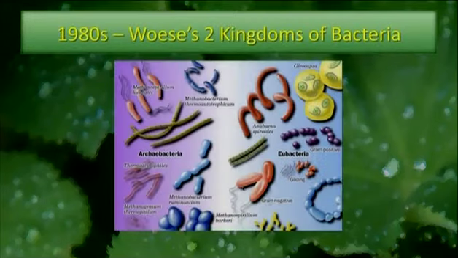Now in the 1980s, Carl Woese thought that the kingdom Monera should be divided into 2 groups. These were the archaea and the bacteria. Here they're shown as archaebacteria and eubacteria, but these are the archaea and the bacteria. This splitting of the Monera kingdom into 2 different kingdoms started to be accepted in the 1990s and is now pretty much universally recognized.